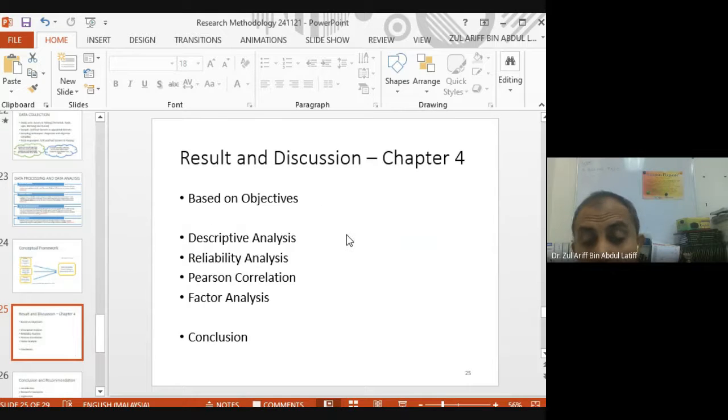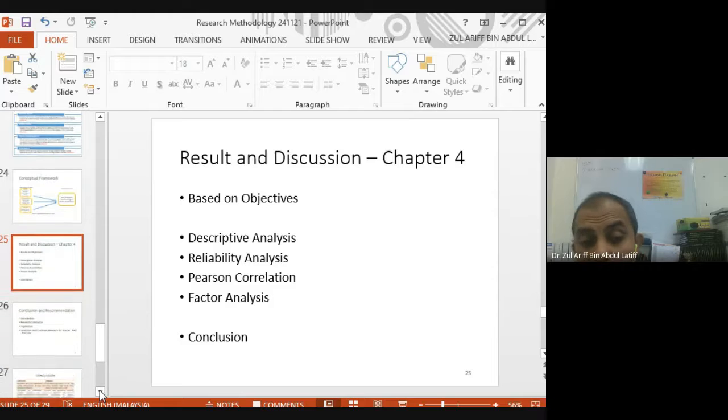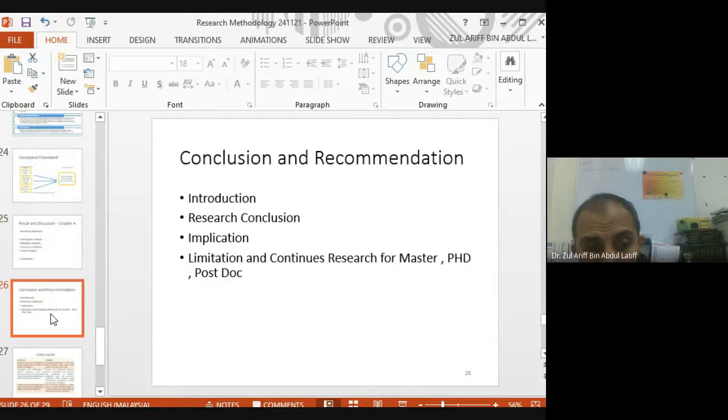You have your descriptive, the one where you state your age, your income, your religion, that is descriptive: percentage, mean, and also frequency. Then you have reliability, 0.6 and above, and Pearson correlation, 0.05 and below. And then factor analysis should be a percentage above 50%, the variance level. I'll show you later on.